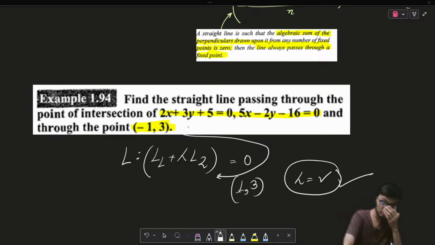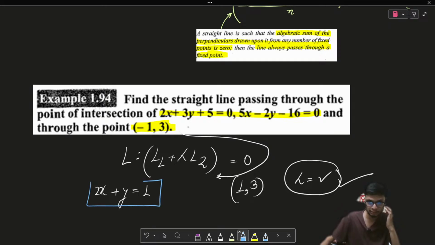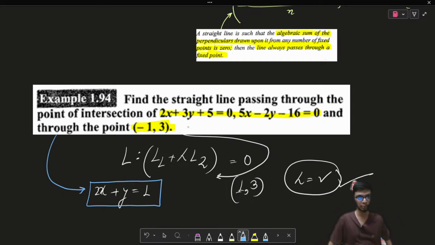So I hope this problem is clear. If you try to solve it, you are definitely going to get the correct answer. So what I'm doing is writing down the answer. You will definitely get the answer as 2x plus y equals 1. So this is going to be the final answer: 2x plus y equals 1. That is the equation of the line which passes through the point of intersection of these two lines L1 and L2, and also through the point minus 1 comma 3.